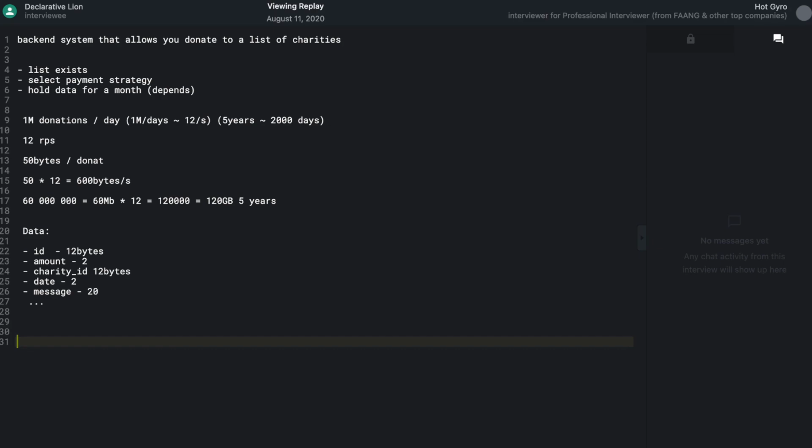But does that address the hotspot problem you just mentioned, where if a user keeps donating money, that still generates a hot partition, right? How do you address that?